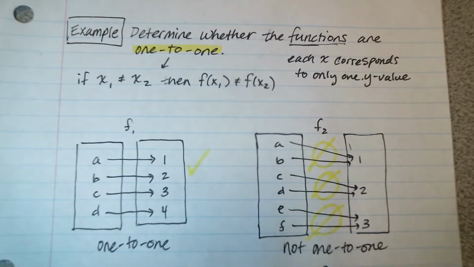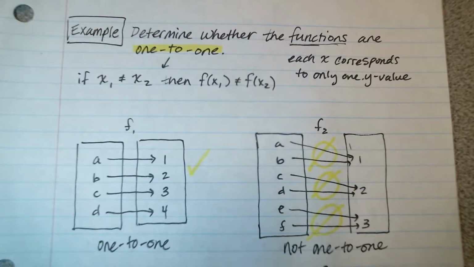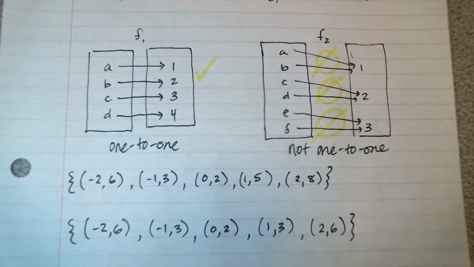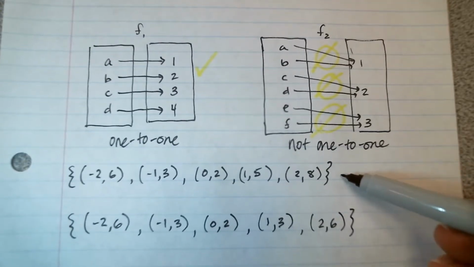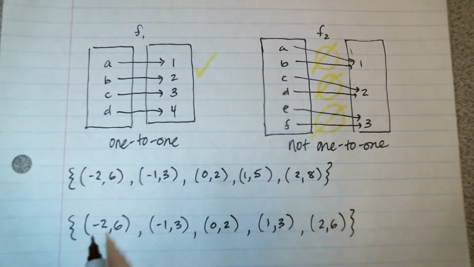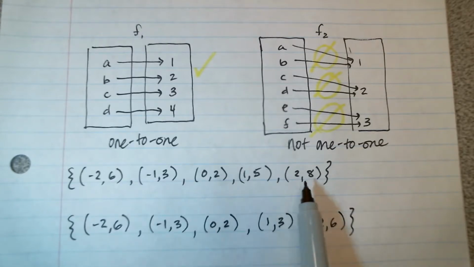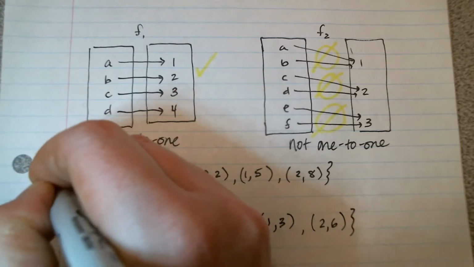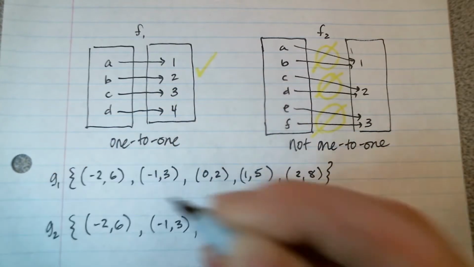So what if instead of a mapping, I represented a function using a set of ordered pairs? So here I have two more examples. This function is defined with these ordered pairs, while this function is defined with these. So let's say this is the function g1, and this is the function g2.